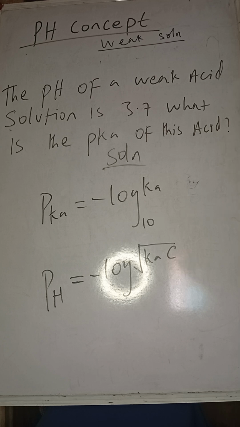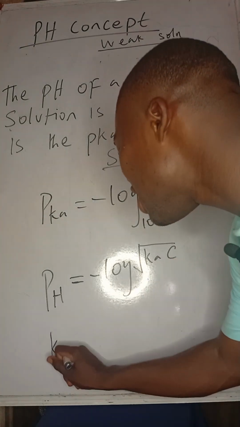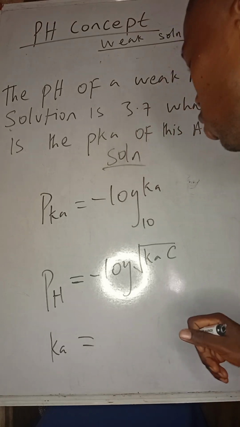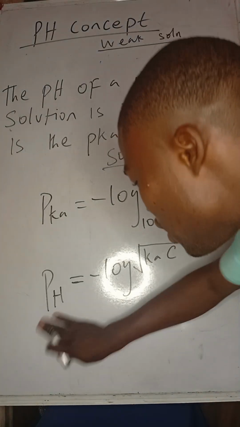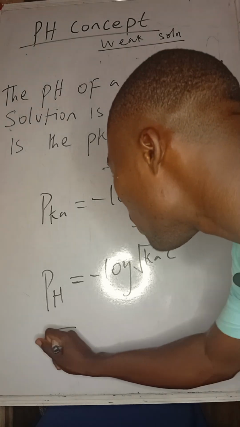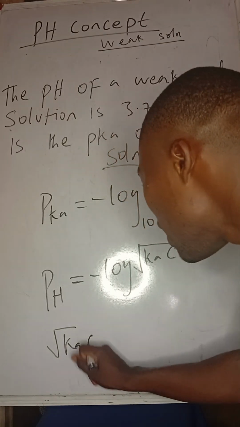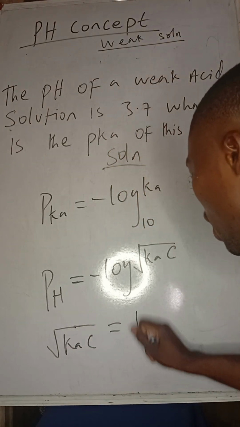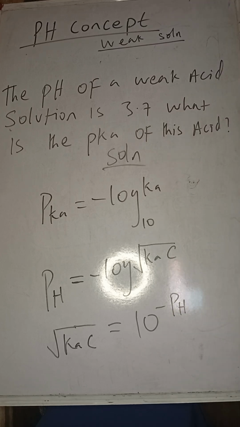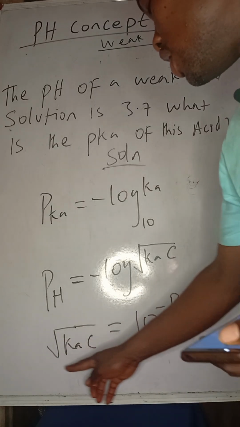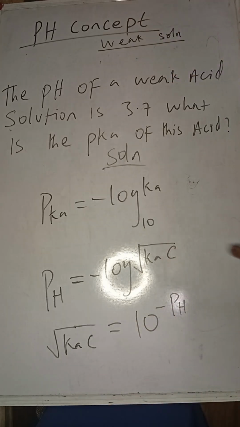So now, I will just have to make Ka subject of the formula. Let me derive it first, let me not just jump. So first of all, I'll say square root of KaC is equal to 10 raised to power minus pH. Remember, for weak acid solution, this is the hydrogen ion, because it is 10 raised to power minus pH.